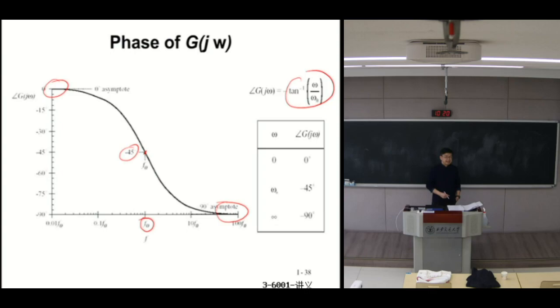Then there's a problem. We still want to simplify this, because straight lines, we love straight lines. We don't like curves. So how do we use several sections of straight lines to approximately represent the phase angle Bode plot? There are two options.